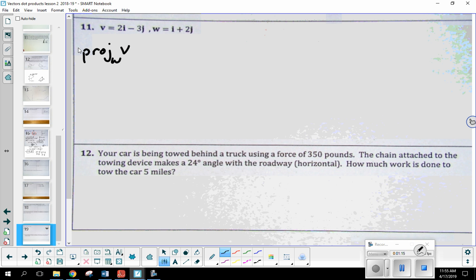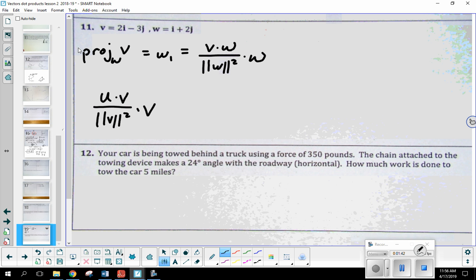Now, normally the formula, if you have U and V, was to take the dot product of U and V over the magnitude of V squared times V, right? So we're just going to change this up a little bit because I'm projecting V onto W. The formula I'm going to have here, remember we call that W1, is V times W over the magnitude of W squared times W. See, I followed the exact same formula. I just replaced U and V with the vectors that I have now.